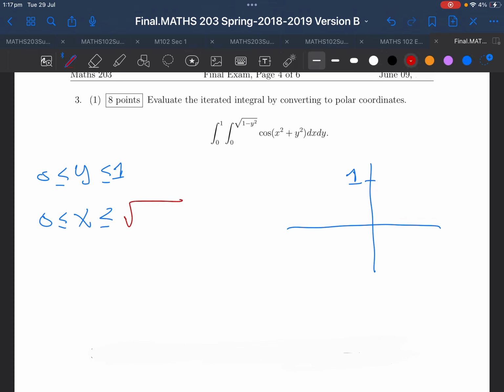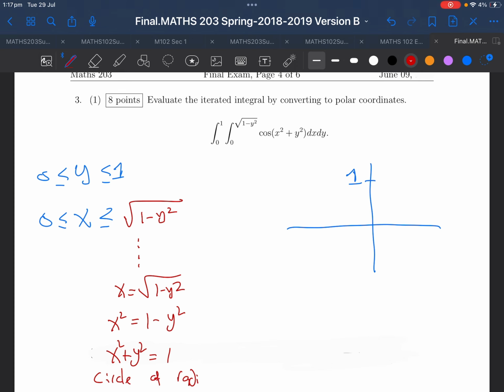Finally, we need to know what this is. In order to know what this is, we write x equals square root of 1 minus y squared. If we square both sides, we get x squared equals 1 minus y squared, so x squared plus y squared equals 1, which is a circle of radius 1. Now, for this circle of radius 1, I should only draw the part in this region here, and that would be just this one.